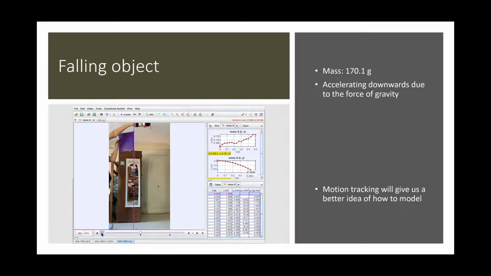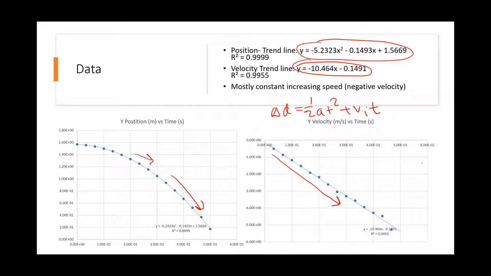In the video, we used Tracker to track the position of the object, therefore the speed and acceleration. These are the graphs of position and velocity showing the following trend lines. Notice how this is consistent with the momentum principle, which can be simplified to the change in position is equal to 1/2 the acceleration times time squared plus the initial velocity times time. This is a very similar polynomial.